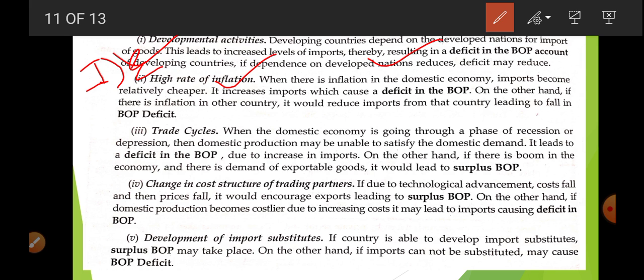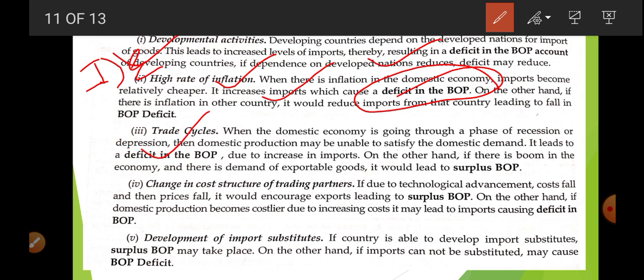High rate of inflation. We know in India there is too much population, propensity to consume is very high, so in this case inflation is going to be very high, and that is why compared to Indian goods we feel foreign goods are cheaper, so we are going to purchase foreign goods. In this way import is going to be more, and there will be a deficit in balance of payment.